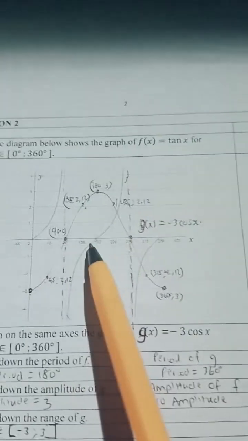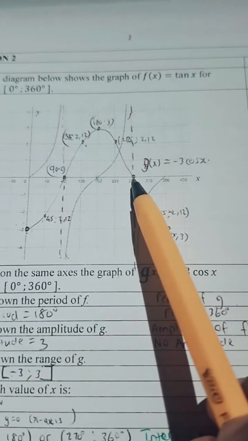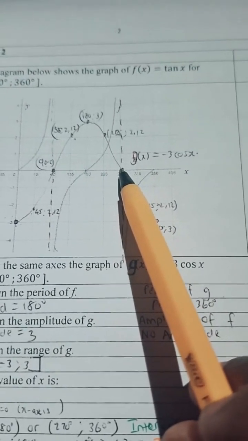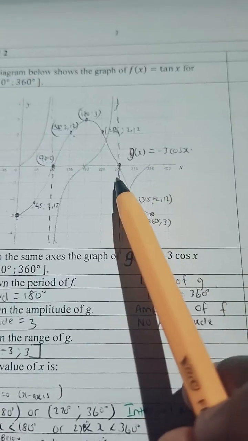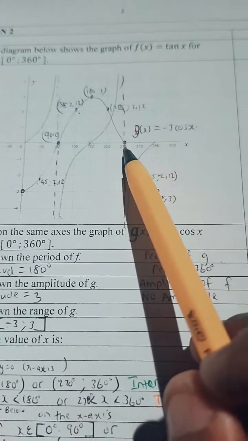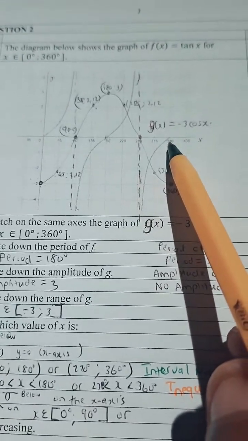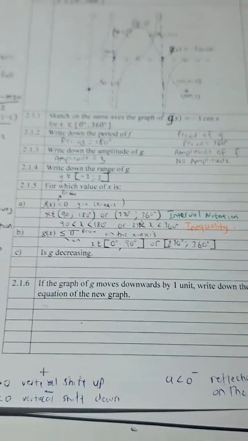Then we can say, or what? Everywhere in between here, there's no answer. At 270, we are on the x-axis. After 270 all the way to 360, we are below the x-axis. At 360 exactly, we are still below. So we must include 270. We must include 360. So we say 270 include 360 include.